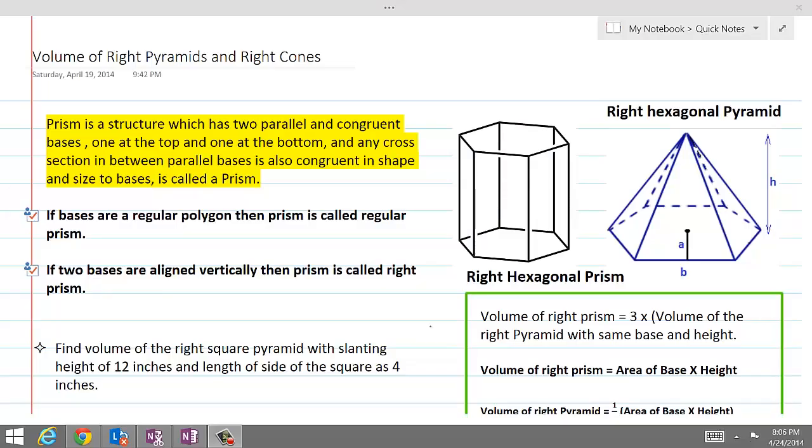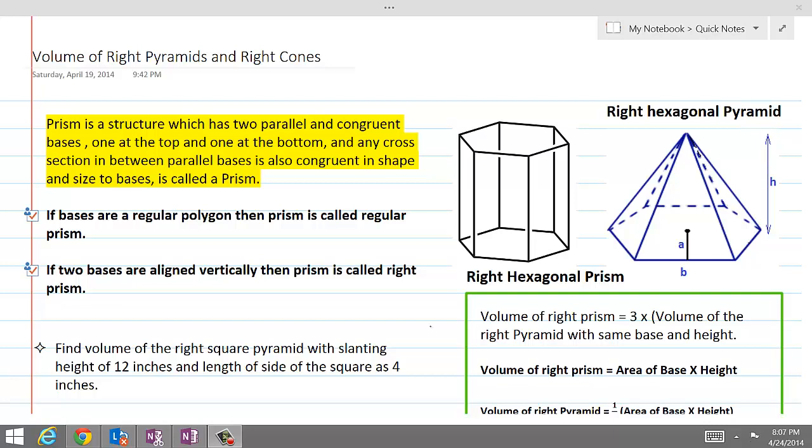In this lesson, we are going to learn about volume of right pyramids, prisms, and cones. A prism is a structure which has two parallel and congruent bases, one at the top and one at the bottom. And any cross-section in between the parallel bases is also congruent in shape and size to those two bases. Then such a structure will be called a prism.